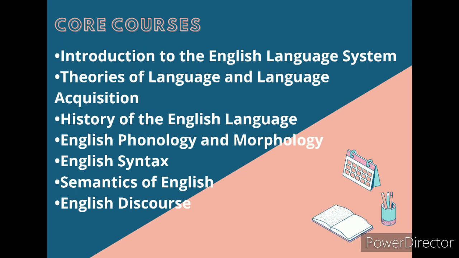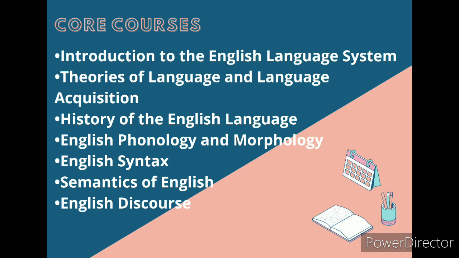These are the core courses of the Bachelor of Arts in English Language Studies. First is Introduction to English Language System. This course explains the nature and essential features of language. It provides an overview of the phonological system, morphological system, syntactic system, and semantic system of the English language. It gives an introduction to language acquisition and language change. Next, Theories of Language and Language Acquisition. The course explains the theories of the origin of human language and of language acquisition and development.